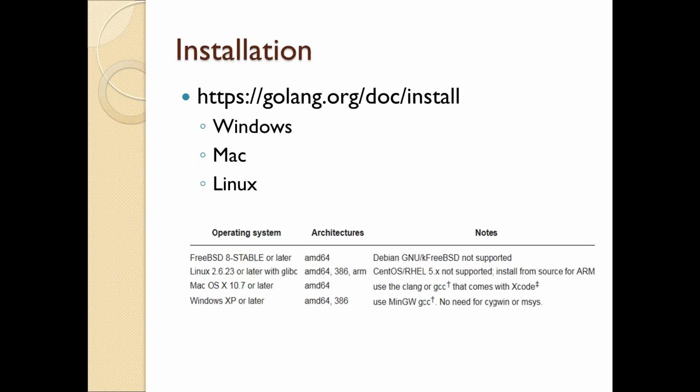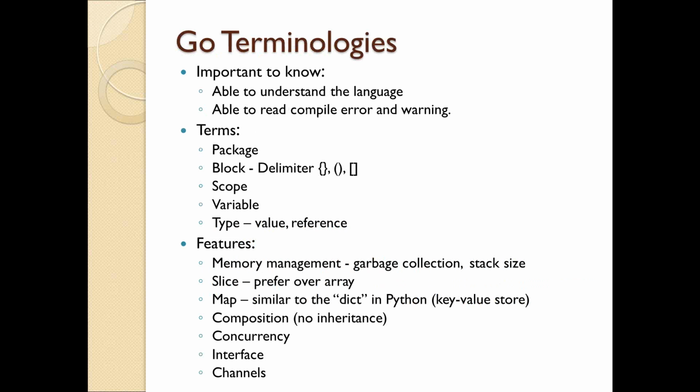Go runs on Windows, Mac, and Linux. And you can see I copied from the website these are the hardware that it can run on. This is good because once it is written, it can be compiled on different platforms, and it will just run.